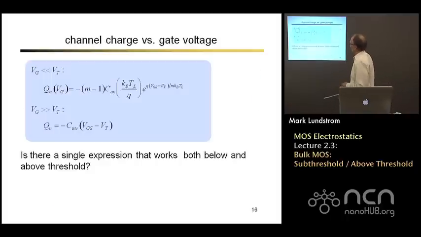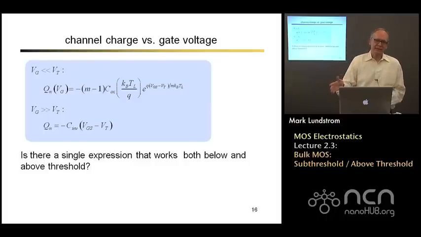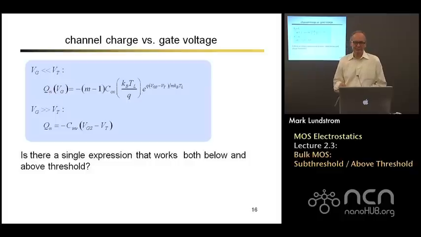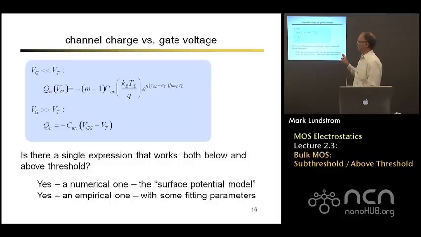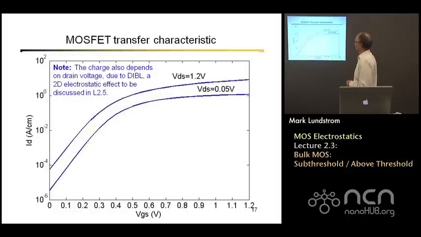Okay, so we have these expressions now. When we're developing the IV characteristics of a MOSFET, we have an expression for the charge below threshold. We have an expression for the charge above threshold. You might ask, is there a continuous expression that goes from one to the other? And the answer is yes. We can do this calculation numerically. But there's also an empirical one that takes a little bit of curve fitting, and we can fit to the numerical results. And we'll talk about that empirical approach when we return to the virtual source model in the last lecture this week.